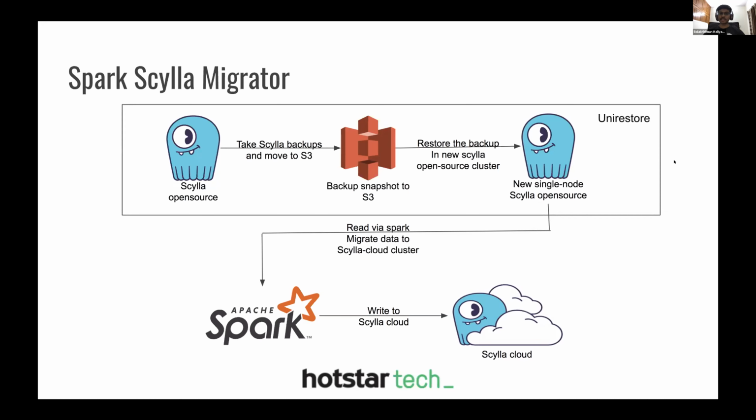Recently, Scylla has introduced a new tool called Restore. This tool will help in avoiding all these setups manually. You can just simply give your open source cluster, the current production one, and the new cluster which you want to create, and this tool will create everything on hand, and your Spark migrator just simply reads from this new open source cluster and writes back to Scylla Cloud.